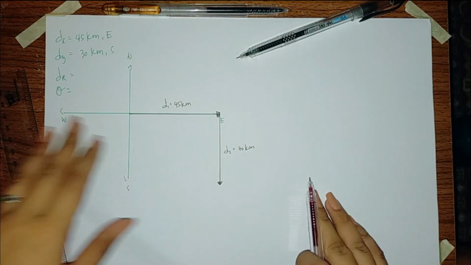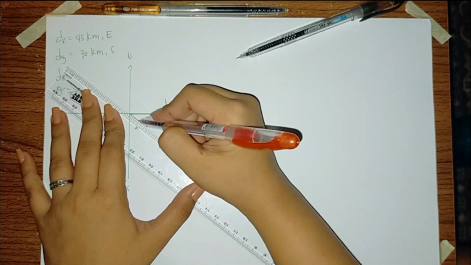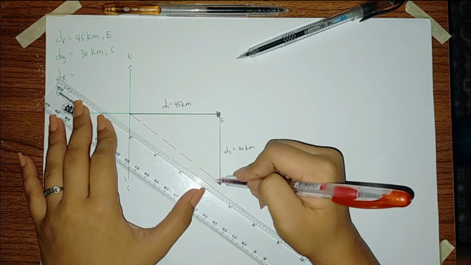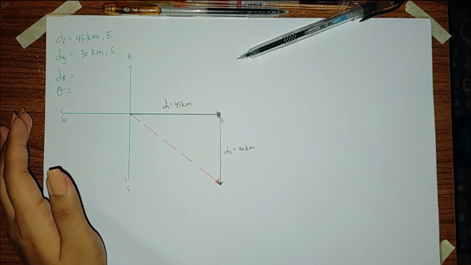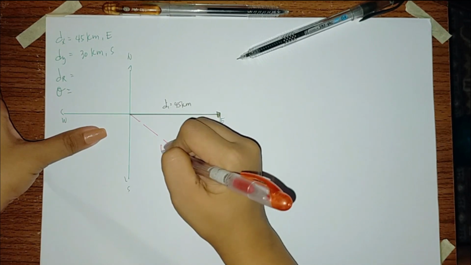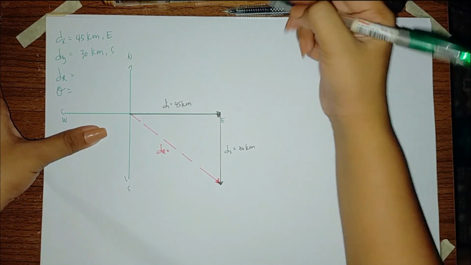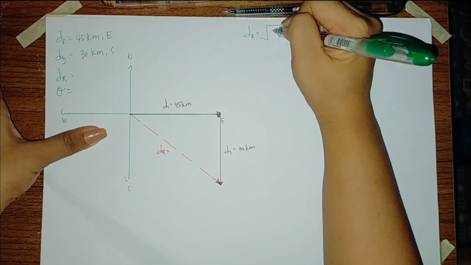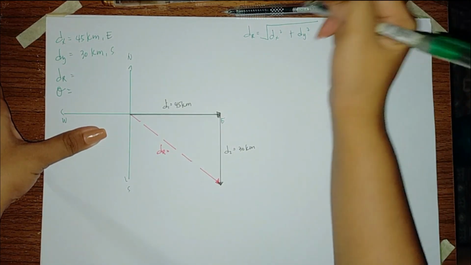Okay, let us plot our resultant. Okay, so there, this is for the d sub r. So let us solve for the d sub r. Let us use our Pythagorean theorem. D sub r is equal to the square root of d sub x squared plus d sub y squared.